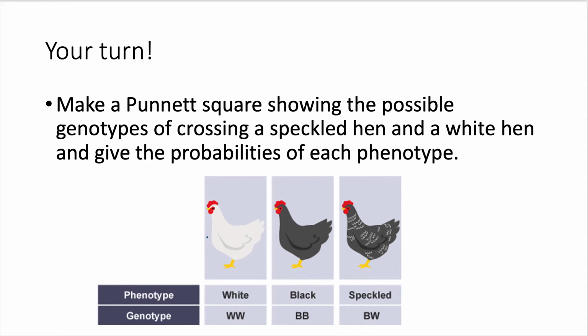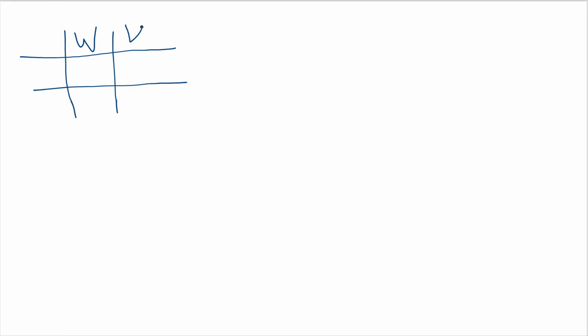Welcome back. I'm going to show you my solution and you can check your answer. So we have a white hen and a speckled hen. So the white hen is WW. It gives all W alleles, all white alleles. The speckled hen gives 50% black alleles, 50% white alleles. And then we fill in our table: BW, WW, BW, WW. Okay.